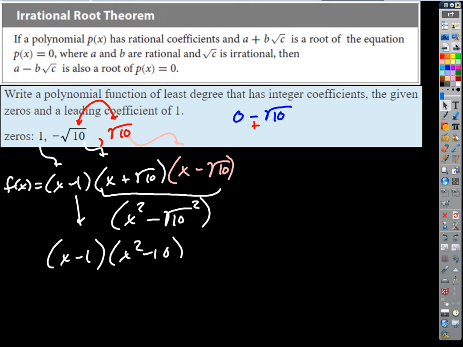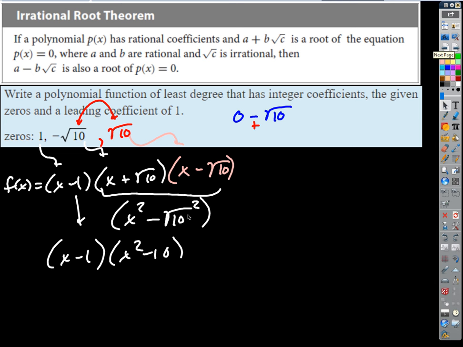Okay. What about one like this? Here's another one. We have to be a little bit careful with it. This time they're giving us the zeros x equals 1 or x equals negative radical 10. So we can build factors. If 1 is a zero, x minus 1 is a factor. If negative radical 10 is a zero, x minus negative radical 10, which is x plus radical 10, is the factor. But look what would happen if I were just to stop there and multiply out, FOIL out those two binomials.